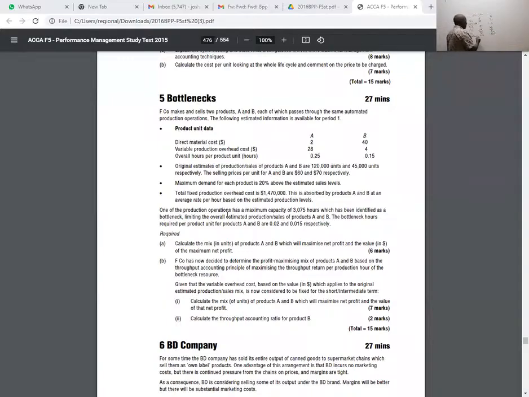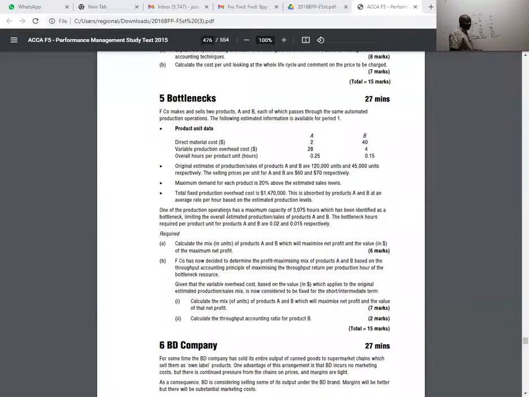So once I get this, the next thing will be for me to get CM per scarce resource. CM per scarce resource, can you go ahead and divide the two? Now 30 divided by 0.02, give us a figure. 26 divided by 0.015. Please give us figures.